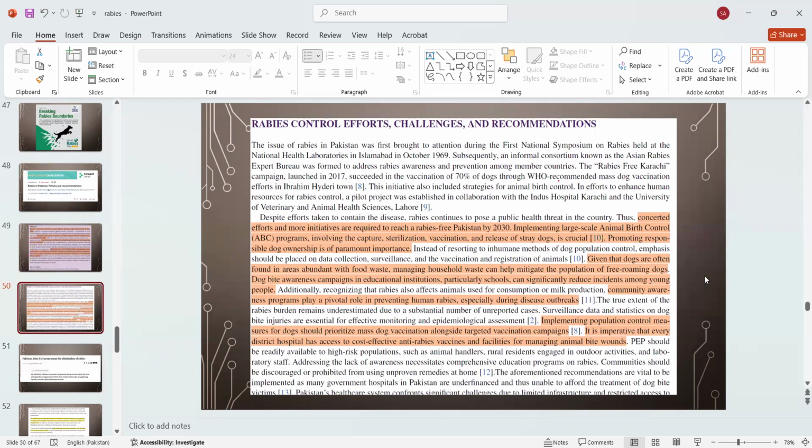Community awareness programs play a pivotal role in preventing human rabies, especially during disease outbreaks. Implementing population control measures for dogs should prioritize mass dog vaccination alongside targeted vaccination campaigns. It is imperative that every district hospital has access to cost-effective anti-rabies vaccine and facilities for managing animal bite wounds.